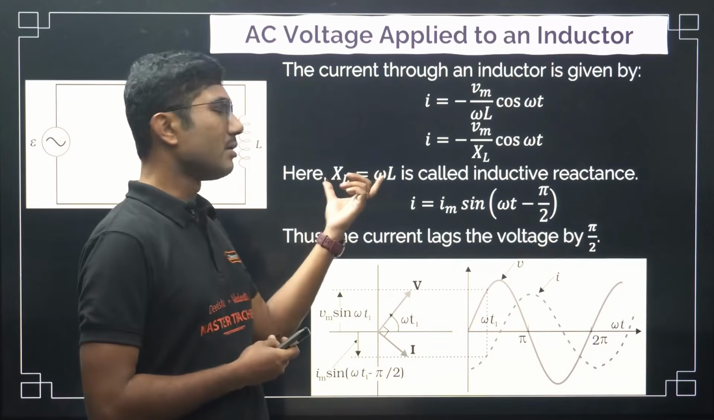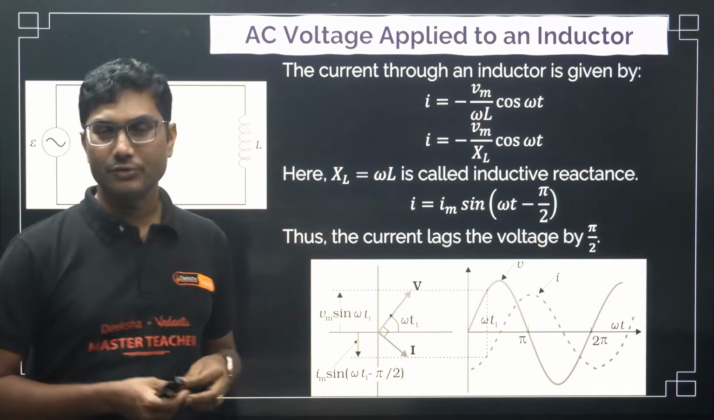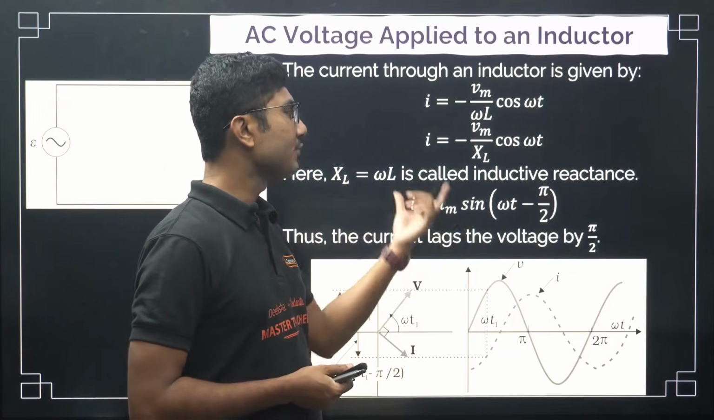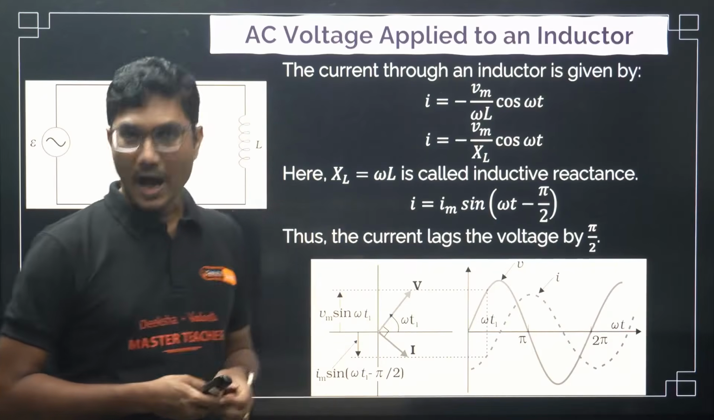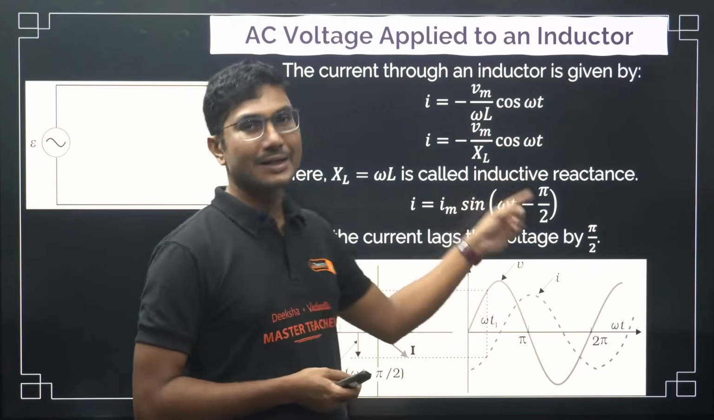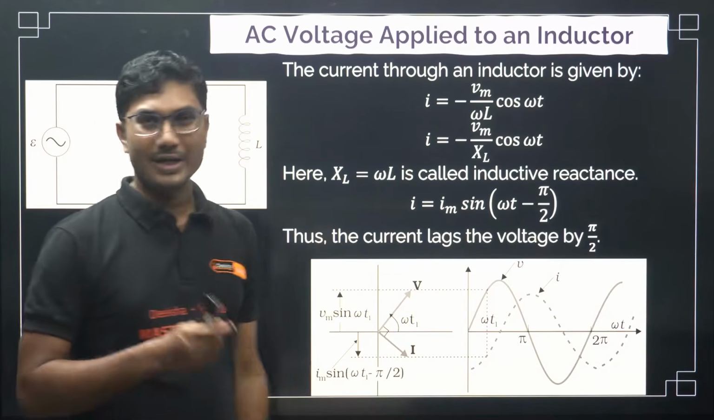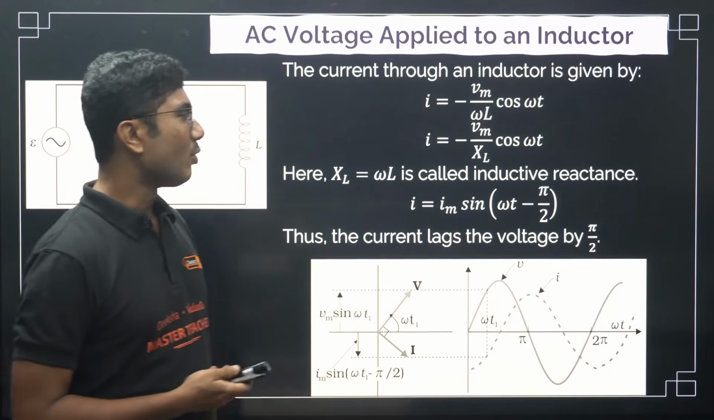Very important term to remember. This term we will be using when solving numerical questions. Now I is equal to Im sin(omega t minus pi by 2). If you want to incorporate this negative sign, you have to adjust it a little bit, and then you will get I is equal to Im sin(omega t minus pi by 2).